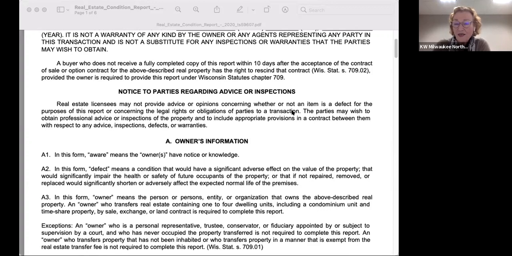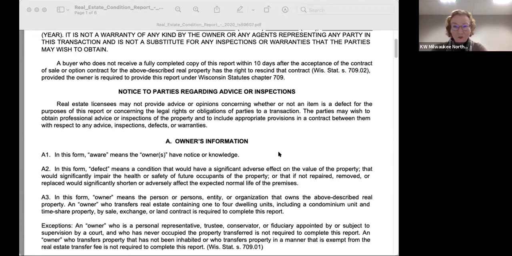We had an agent who had to be deposed on what their activities were in helping their seller fill out the condition report. This is very important. It's up to the seller alone. Parties may wish to obtain professional advice or get an inspection on the property, and also to include appropriate provisions in a contract between them with respect to any advice, inspections, defects, or warranties.